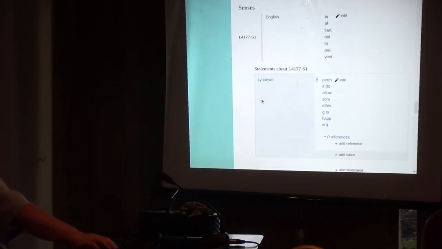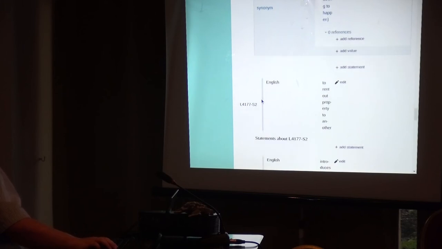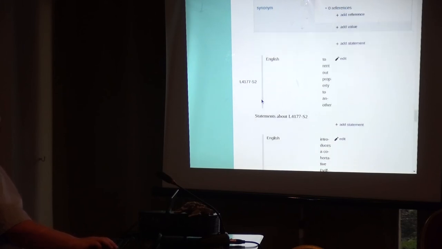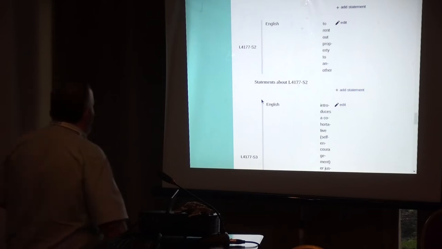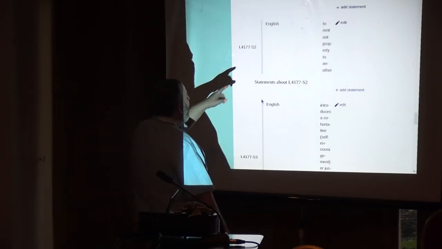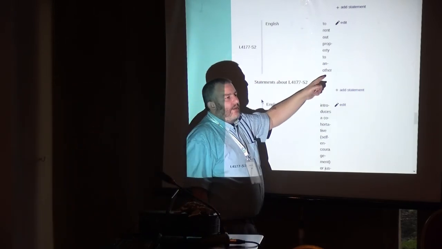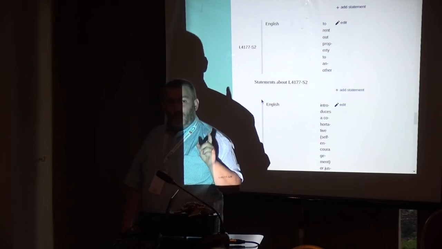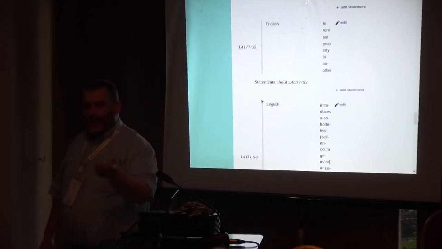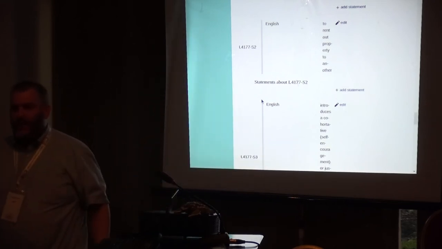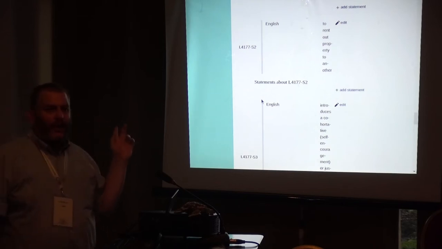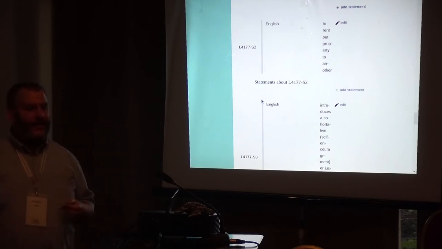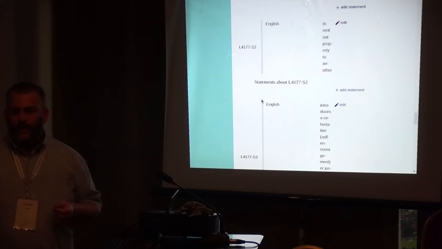Moving on. That's all we have to say about sense one in this case. And we move on to sense two. And sense two is to rent out property to another. The verb to let means to rent out property. You have a spare room in your house. This is British English more than American English. You have a room to let. You are letting the room.